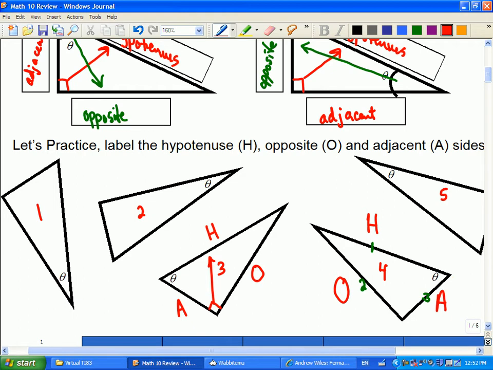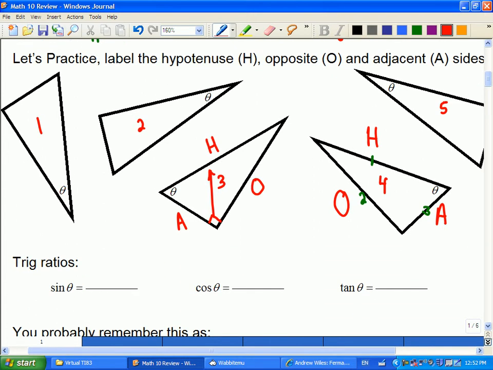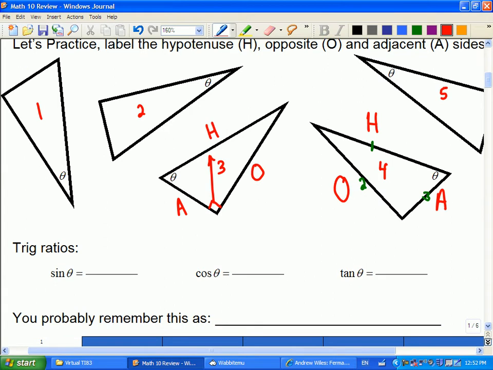Okay, so I know it seems silly, but I have to make sure you guys know that before we can start talking about the trig ratios. So these ones, you probably remember this. It's your favorite math saying. Yeah, that's the one. Everybody seems to know it.